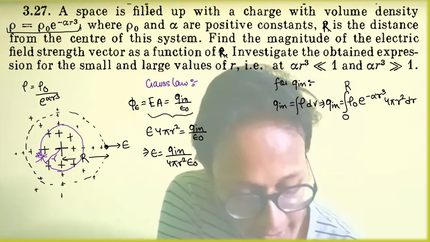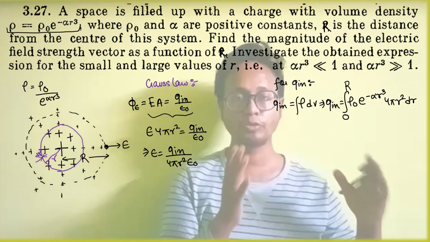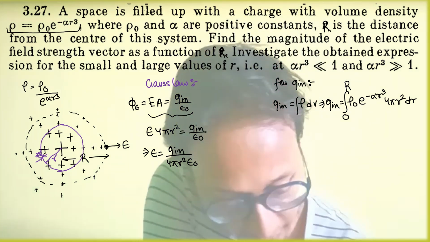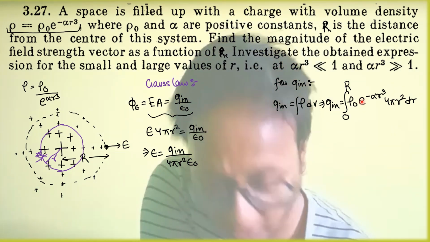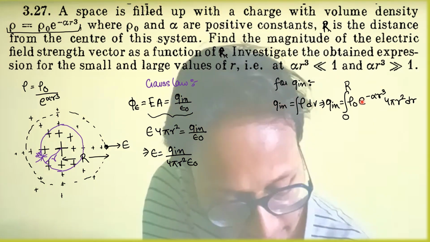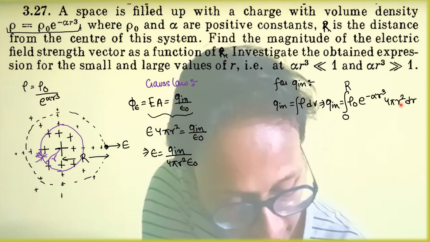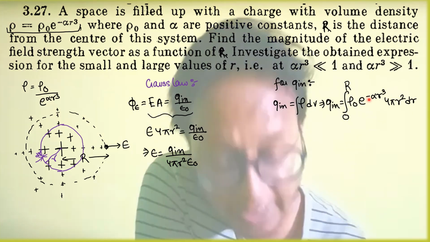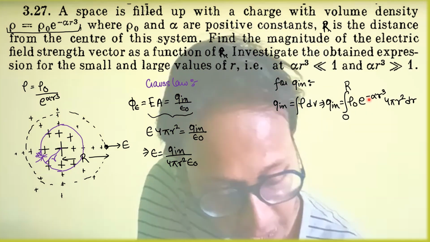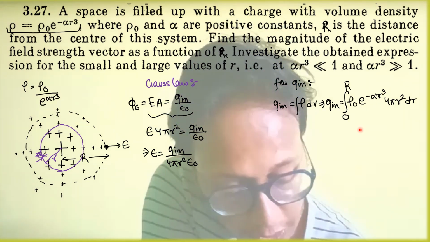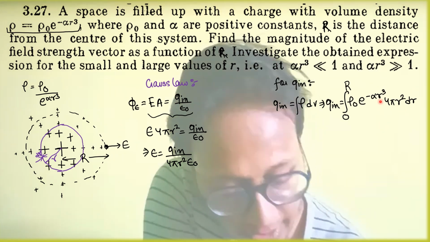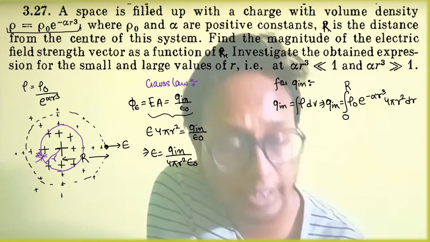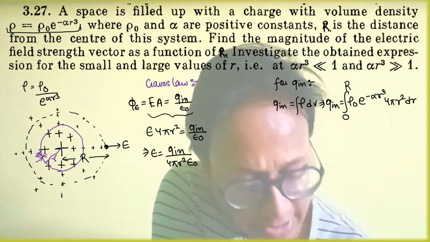Now if I solve this mathematically, I'll just do the mathematical portion quickly. Rho naught 4 pi is constant, so that will come outside. The remaining will be e to the power minus alpha r cube into r squared dr. Now, by integration by substitution, assume minus alpha r cube is equal to t. Then minus 3 alpha r square into dr is equal to dt.